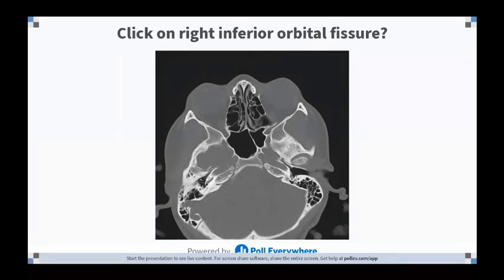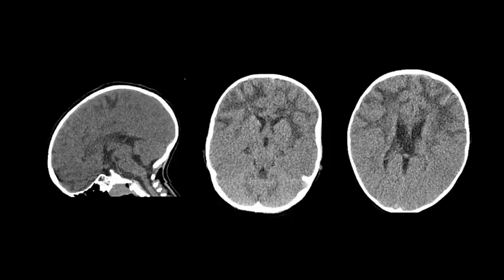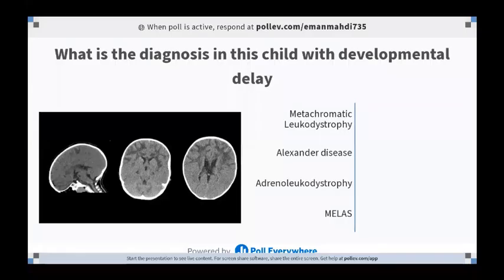I like when we change answers. Okay, so that's the inferior orbital fissure. And then here we have the foramen rotundum. It could be this is still part of the inferior orbital fissure. However, I was asking about the right inferior orbital fissure. Okay, another case. Take a look.